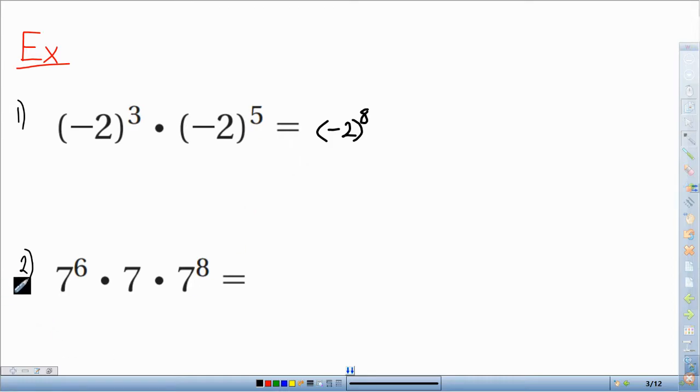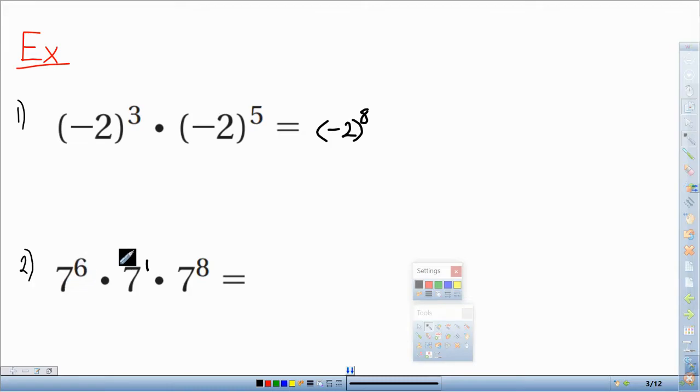Okay, let's take a look at number 2. So we have three numbers being multiplied together. They all have a base of 7. So we can use our rule. We have a 7 to the power of 6 times a 7 times a 7 to the power of 8. What is the exponent on this 7? What is this taken to the power of? Well, you probably know this, but if a number is ever just by itself with no exponent, technically it's being taken to the power of 1. So there's an invisible 1 there, so we want to include that when we add our exponents together.